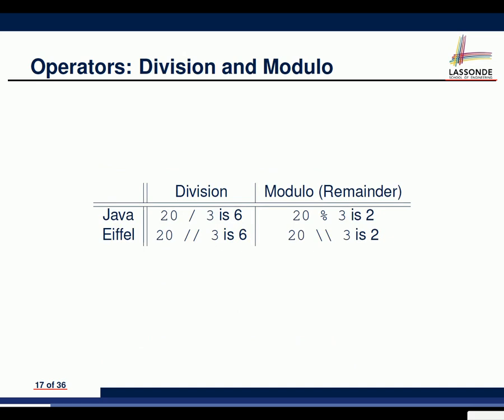Okay, division and modulo. Again, it's a syntax correspondence. If you want to do integer division to get a quotient, you would say double slash. If you want to do the modulo to get a remainder, double backslash. That's, again, just syntax.